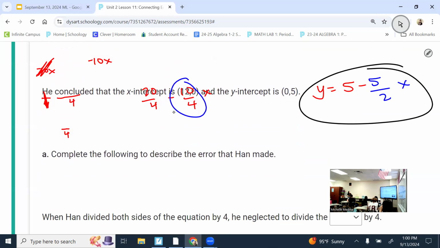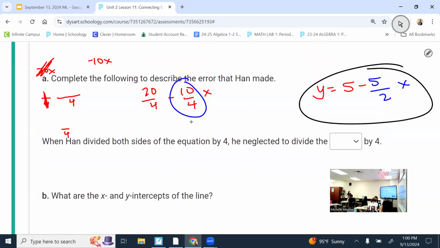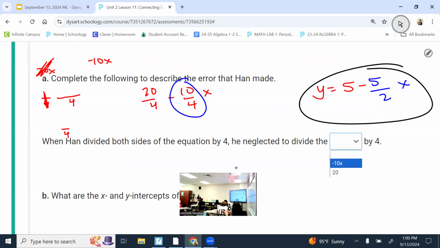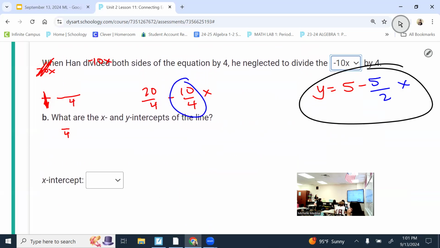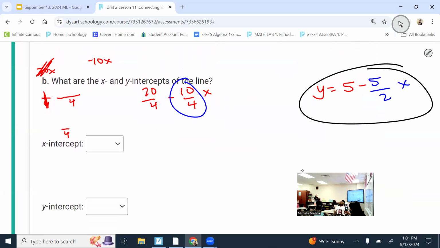So let's see, when Han divided both sides of the equation by 4, he neglected to divide what by 4? The -10x. What are the x and y intercepts then? So if you don't know how to, well, you have 2 options. You could type this into Desmos. And you could look at your x-axis and your y-axis. But the other day we learned how to find these by hand. So if I want to find my x-intercept by hand, the x-intercept is when what happened?